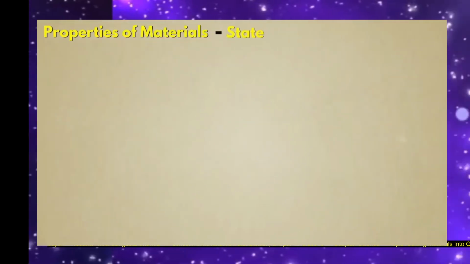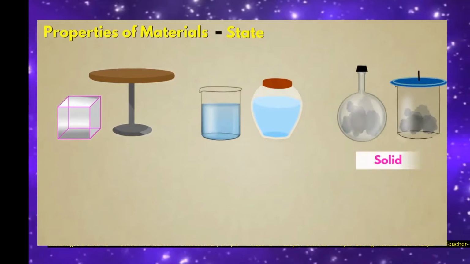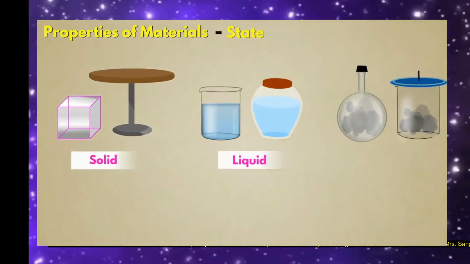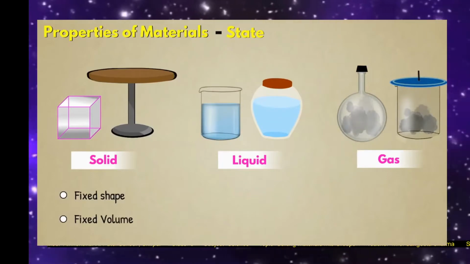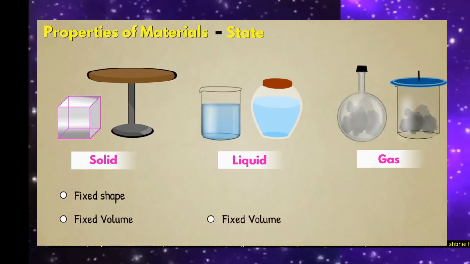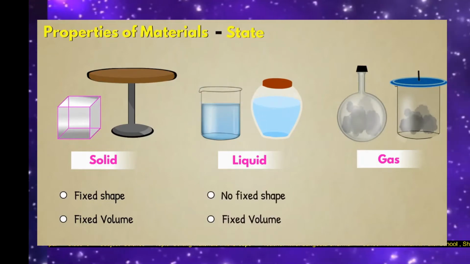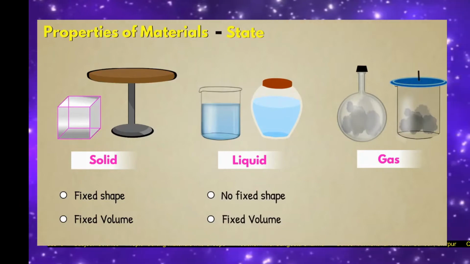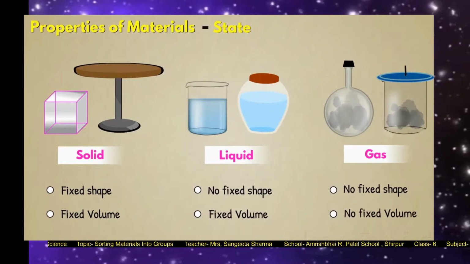State. Basically, materials exist in three states: solid, liquid, and gas. Those which have fixed shape and volume are solids. Those which have fixed volume but do not have fixed shape are liquids. And those which neither have fixed shape nor fixed volume are gases.